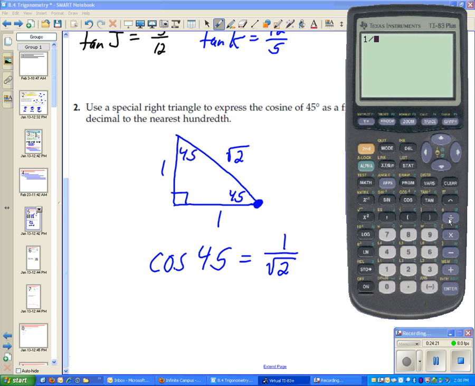If I do 1 divided by the square root of 2, I get that. If I just hit the cosine button and then 45, I get my answer that way. So, if you have a calculator with a sine, cosine, and a tangent button on there, today's your lucky day.